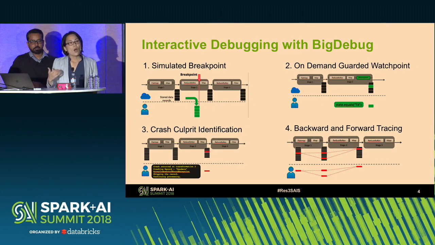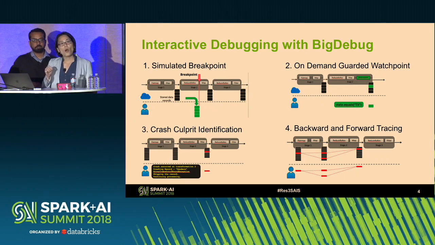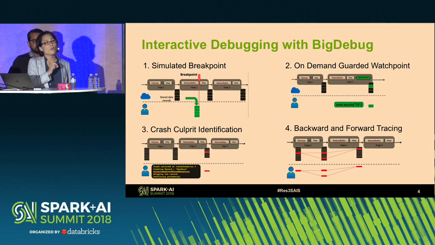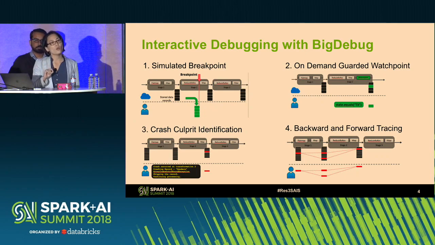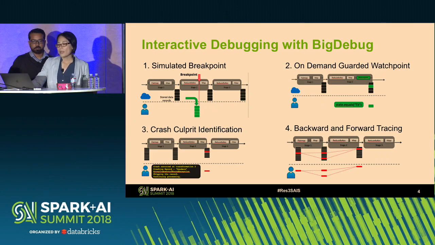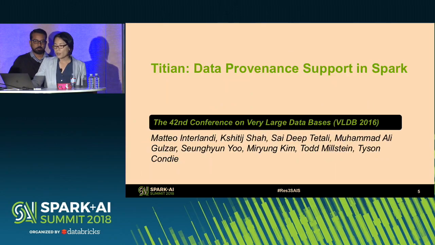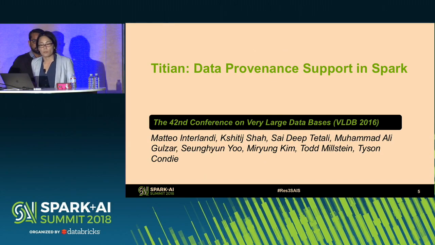And we also allow a backward and forward tracing feature, meaning if a user wants to know the origin of a data record that's producing a particular output or a crash culprit, we allow people to go and identify that subset of the input. And this is built on our capability called data provenance.